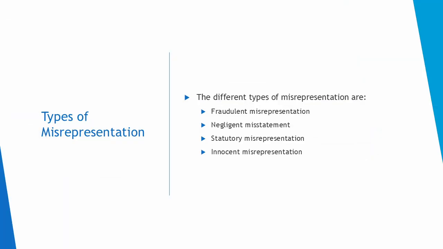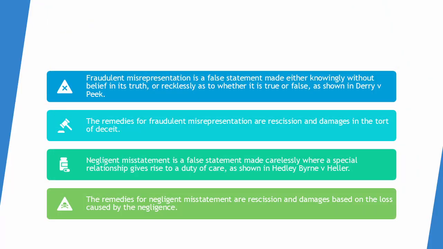Types of misrepresentation. The different types of misrepresentation are fraudulent misrepresentation, negligent misstatement, statutory misrepresentation, and innocent misrepresentation. Fraudulent misrepresentation is a false statement made either knowingly without belief in its truth, or recklessly as to whether it is true or false, as shown in Derry v. Peake. The remedies for fraudulent misrepresentation are rescission and damages in the tort of deceit.